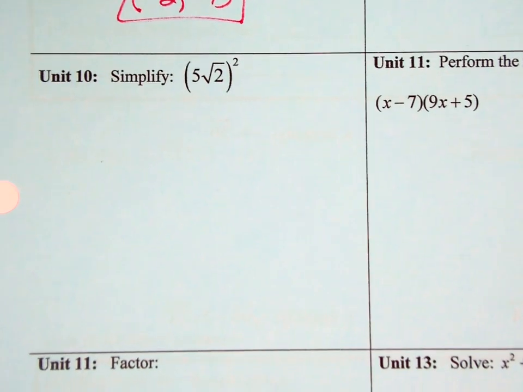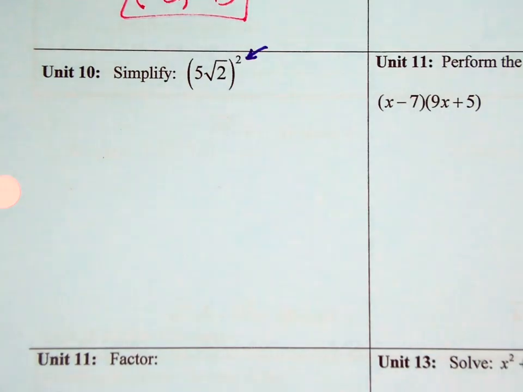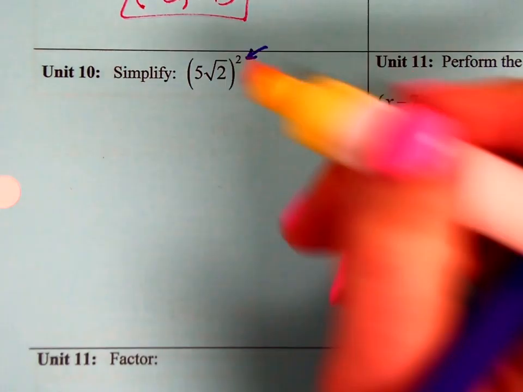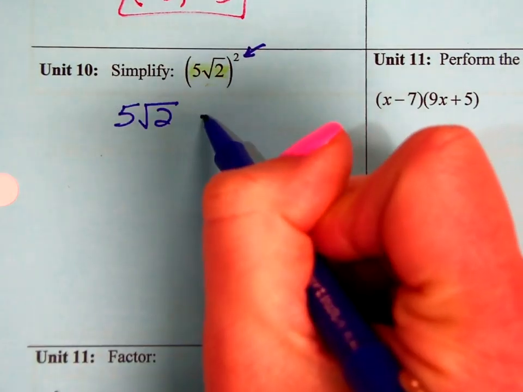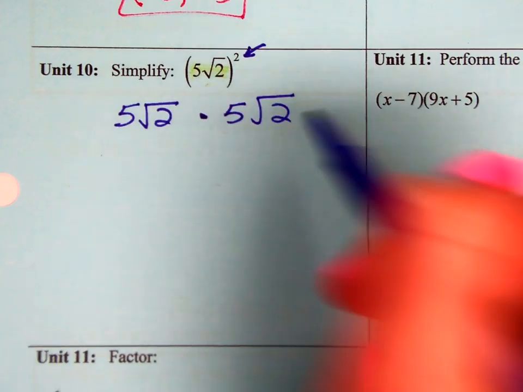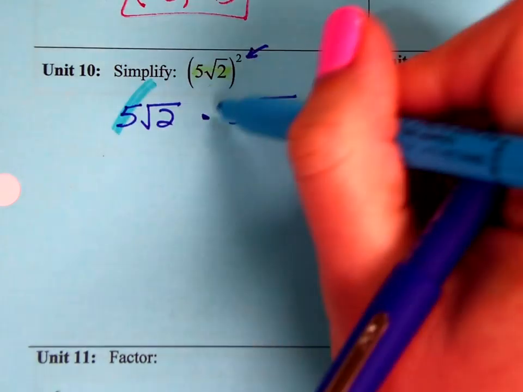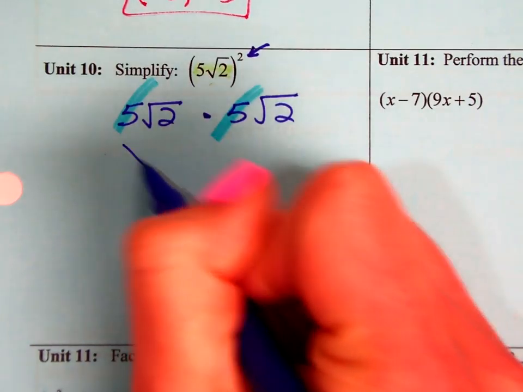Unit 10. So we're asked to simplify this. Now, again, when I look at this problem, the first thing that I see is that there is an exponent of 2. Because there's an exponent of 2, that really means we're multiplying everything in this parenthesis by itself. So we'll rewrite this as 5 square root 2 times 5 square root 2. Now it's simply a multiplication problem with the radicals. And remember, with the radicals, you do the outside times the outside first. So we'll do 5 times 5, which is 25.